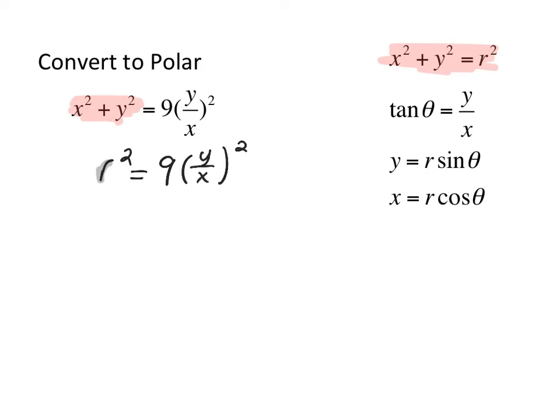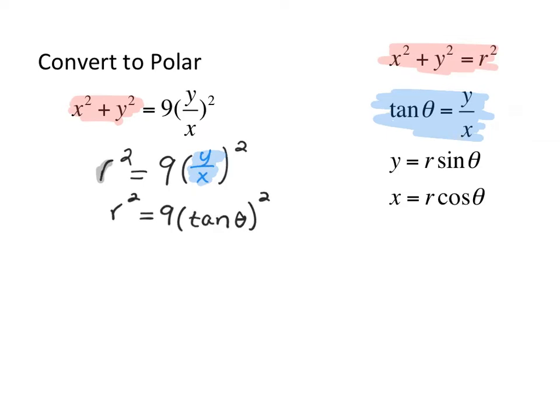And we're not finished until we have replaced all of our x's and y's with either r's or thetas. So the second thing I'm going to notice is this y divided by x. I can use this identity right here, tangent of theta is equal to y divided by x. And I can go in and replace this y divided by x with tangent of theta. That's still being squared, the 9 is still there, and it's still equal to r squared.